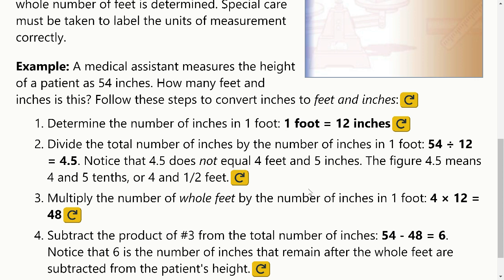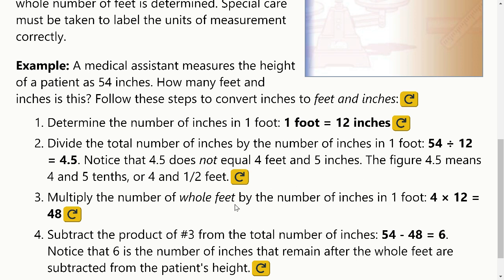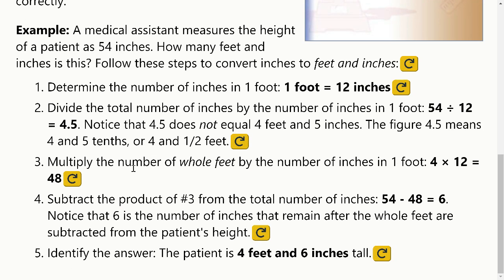5.1. Okay, so like this example, that does not mean it's 5 feet and 1 inch. So we know we got the 5 feet. Here, they got 4.5, but that's not 4 feet, 5 inches. That's just 4 feet. So you're going to multiply the number of whole feet by the number of inches in 1 foot. So 4 times 12.